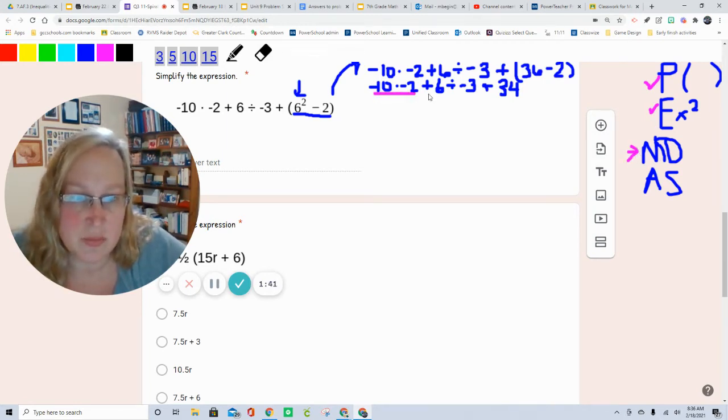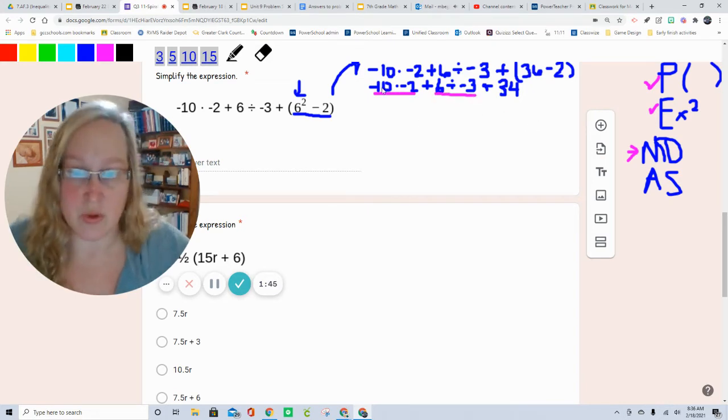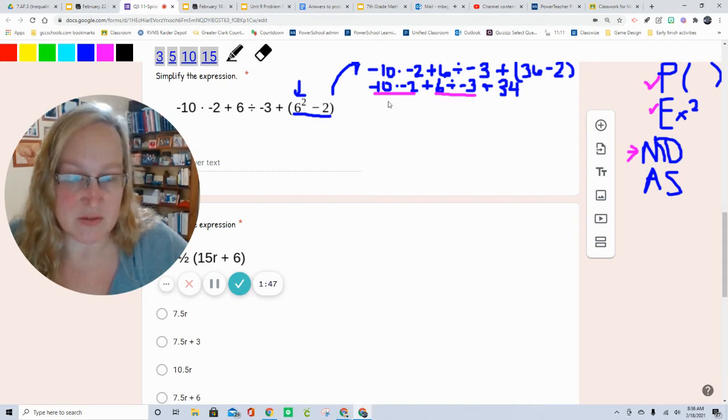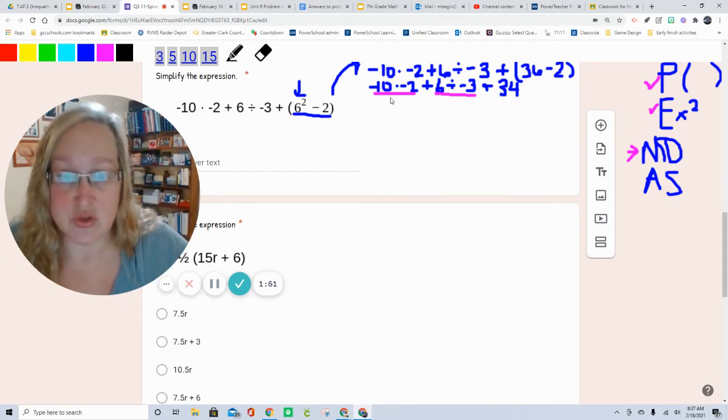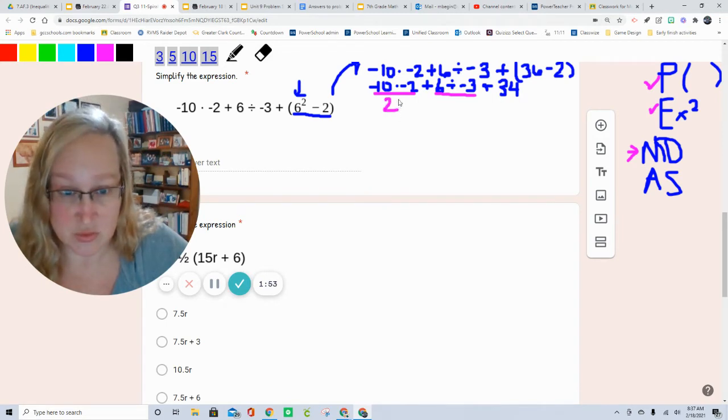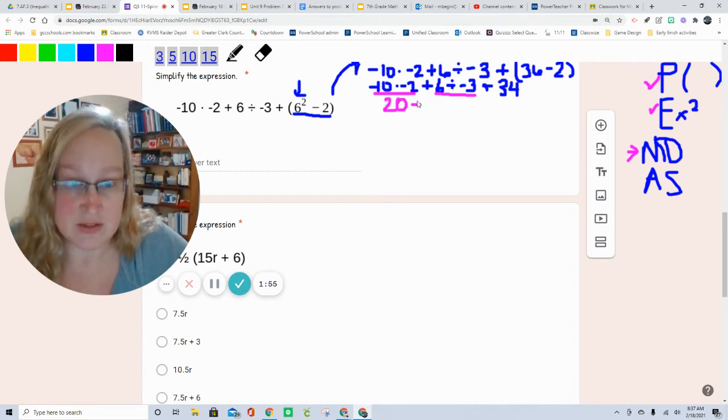So this is a multiply, this is divide. I'm going to do both of those steps at one time. So negative 10 times negative 2 is a positive 20. Plus, because I'm bringing this down, 6 divided by negative 3 is a negative 2. And then plus 34.